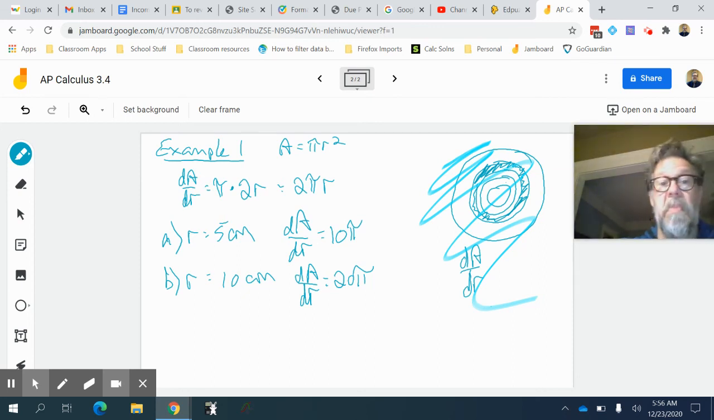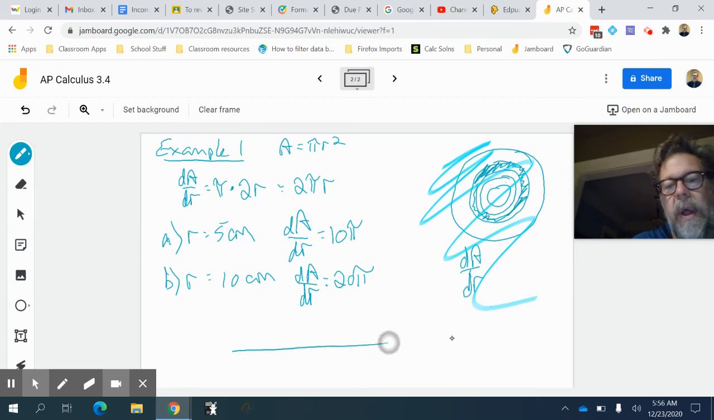Okay, next video is going to be about motion on a line. Just to give you a quick preview, you've got a line and some particle, and the particle can move back and forth on that line. And we'll talk about how calculus deals with that.